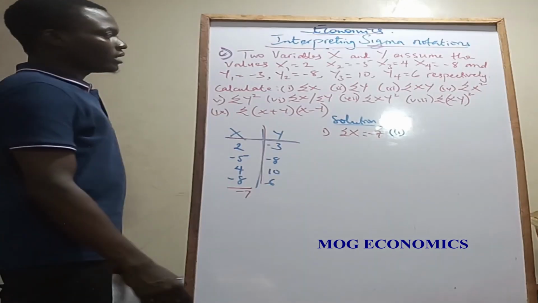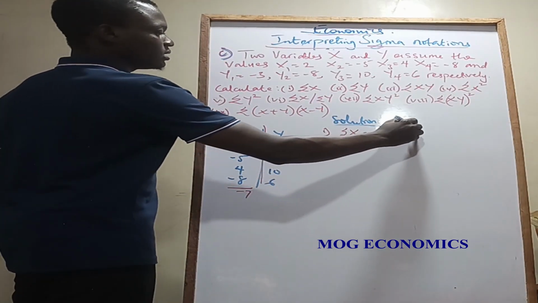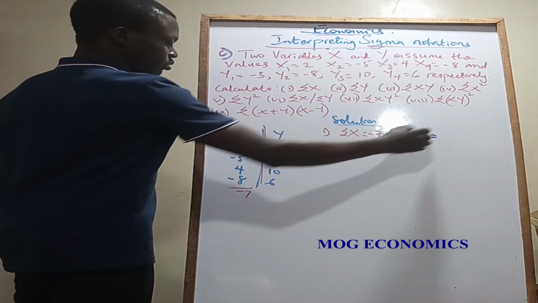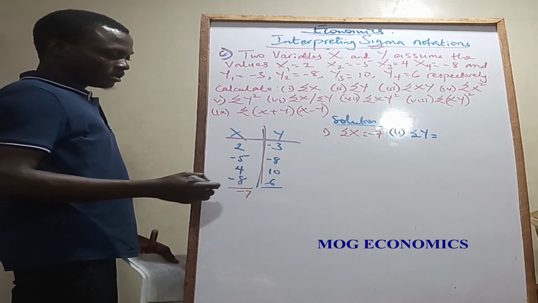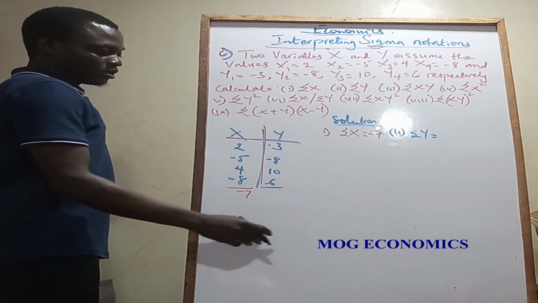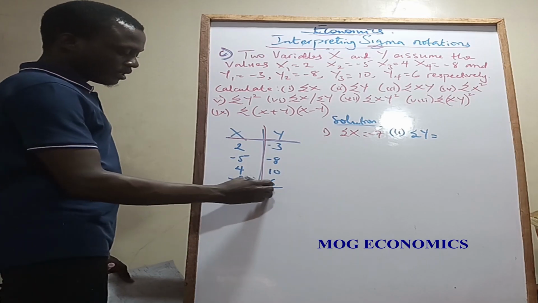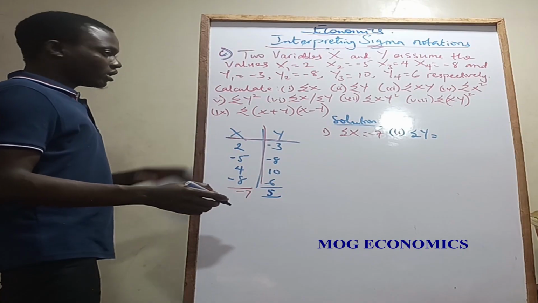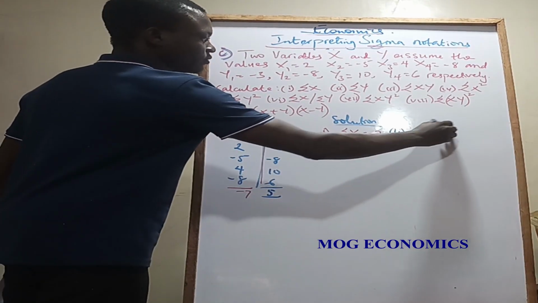So the sum of y, after that is simple. Let's add up this one. Minus 3 minus 8, that's minus 11. Minus 11 plus 10, that's minus 1. Minus 1 plus 6, that's 5. So the sum of y is 5.